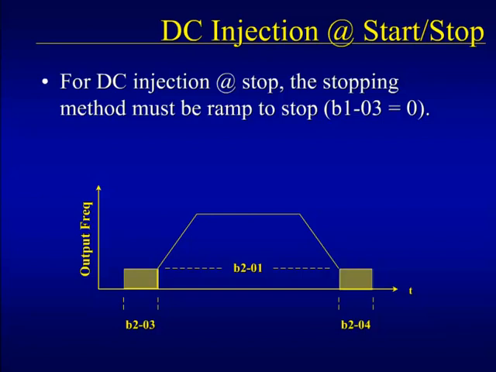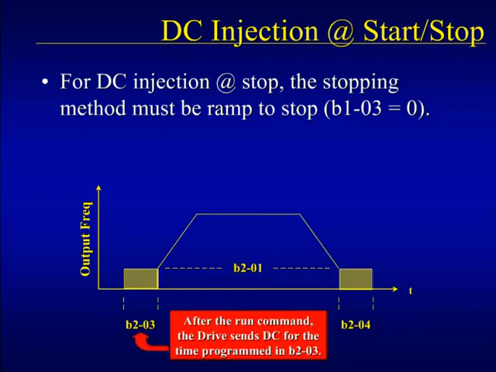This diagram shows both DC injection at start and DC injection at stop. When the run command is given, the drive DC injects for the length of time programmed in parameter B2-03.